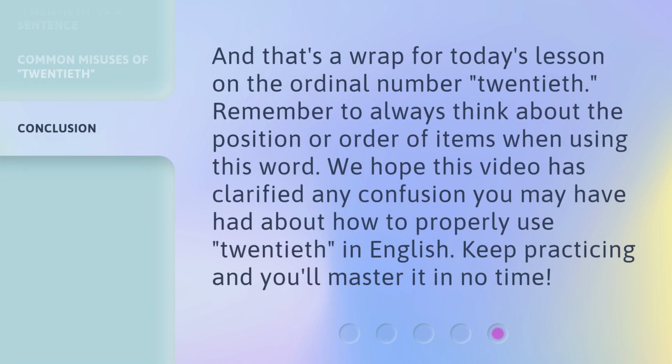And that's a wrap for today's lesson on the ordinal number, 20th. Remember to always think about the position or order of items when using this word. We hope this video has clarified any confusion you may have had about how to properly use 20th in English. Keep practicing and you'll master it in no time.